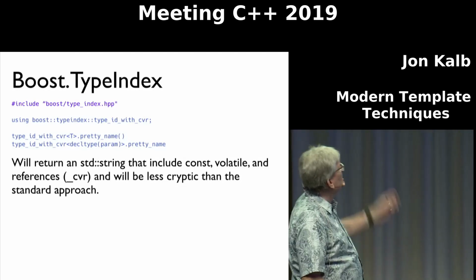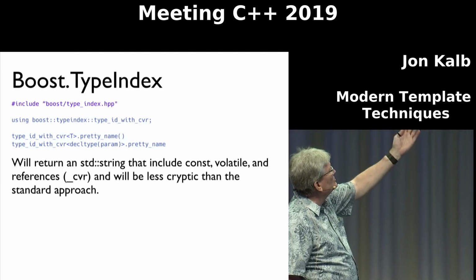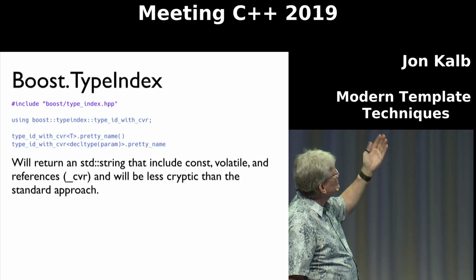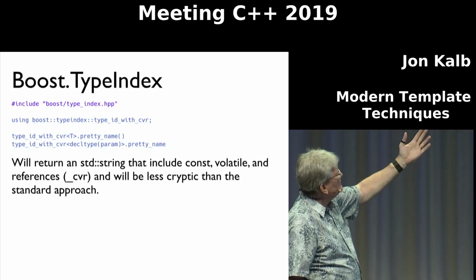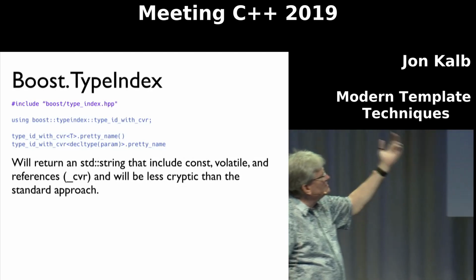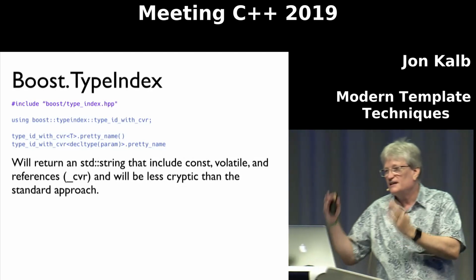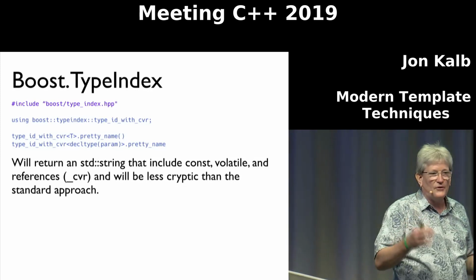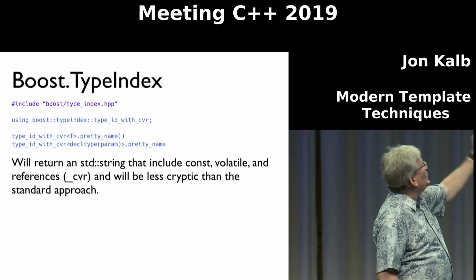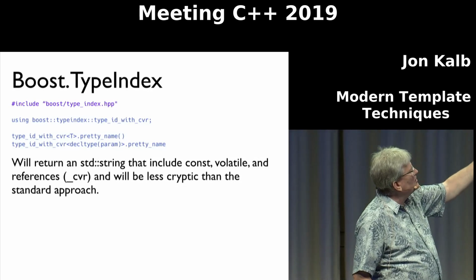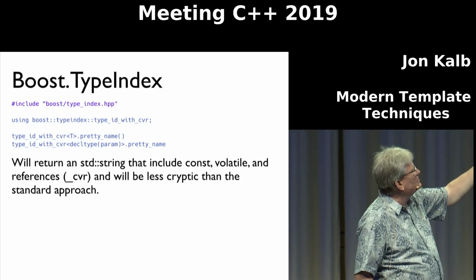So Boost has a better approach. With Boost, you include boost/type_index.hpp, and what we can now do is say type ID with CVR, guessing what CVR is, the const, volatile, and references. Boost is specifically saying we're going to capture that because you do want to know that. We're not going to throw that away. So it's telling us the type ID with CVR, and the function that we're going to call is pretty name.